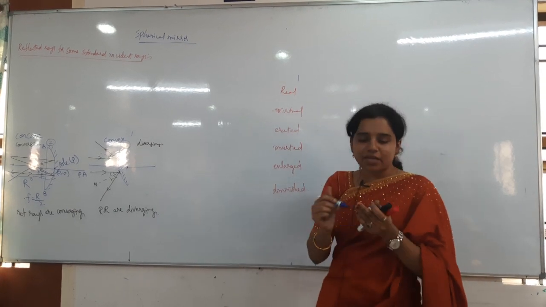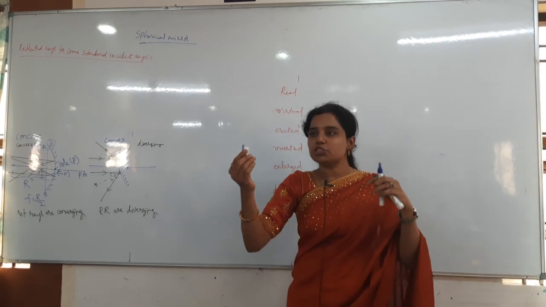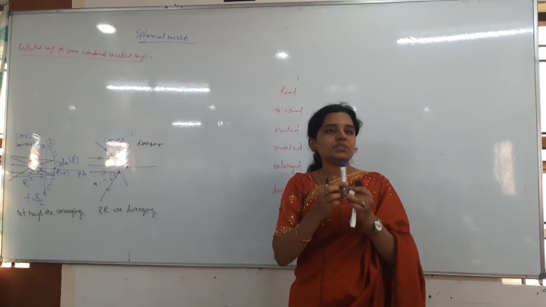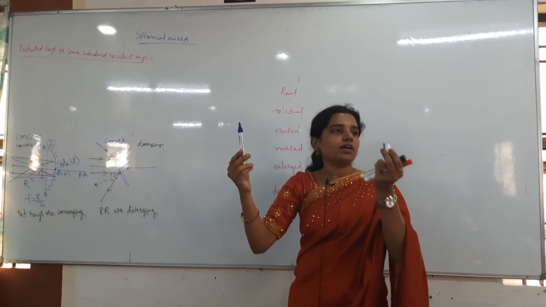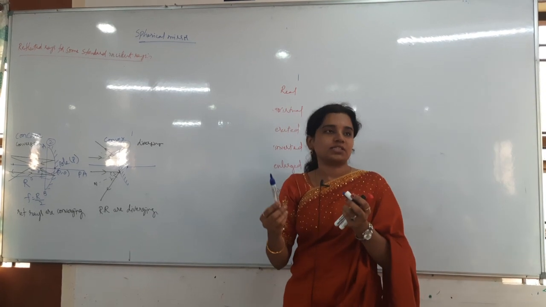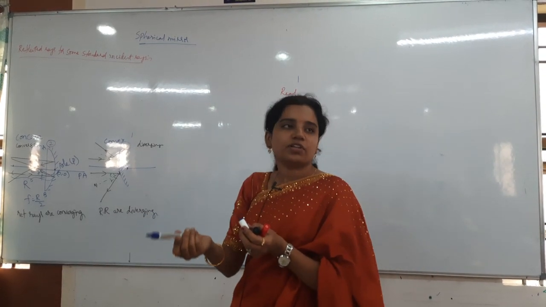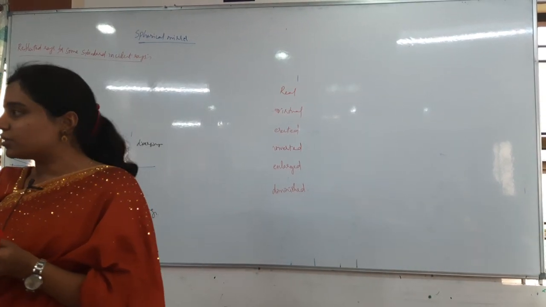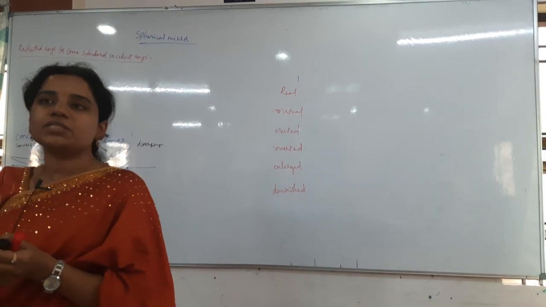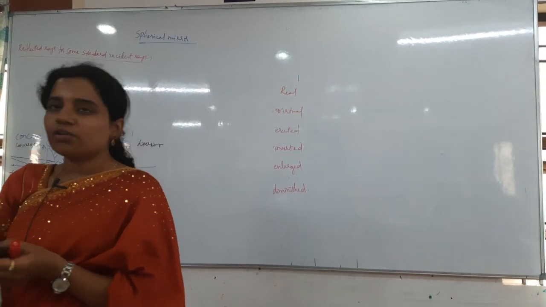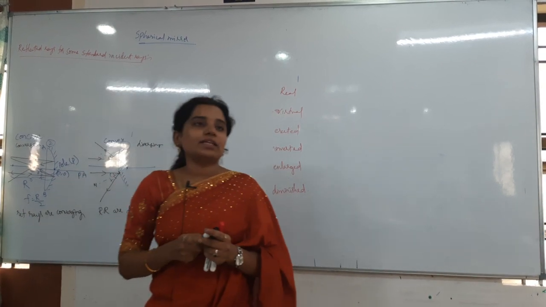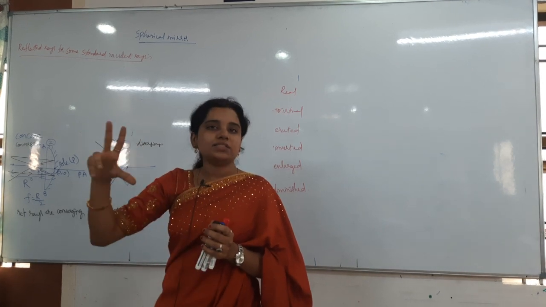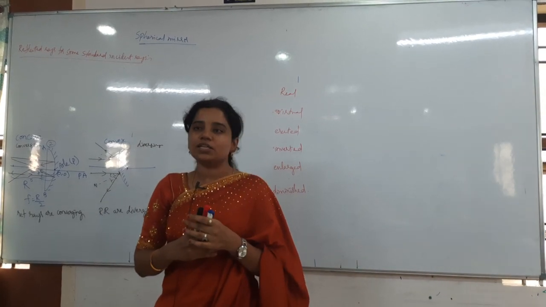Then, my object is very small and I am getting a larger image: enlarged image. Whenever my object is very large and I am getting a smaller image, that is diminished. In usual life also we use that word. Whenever you are not able to see anything properly, you say it is diminished, because the object is very small. Now here the object is smaller and the image is larger. Which type of image is that? Enlarged image. Object larger and image smaller means diminished image.